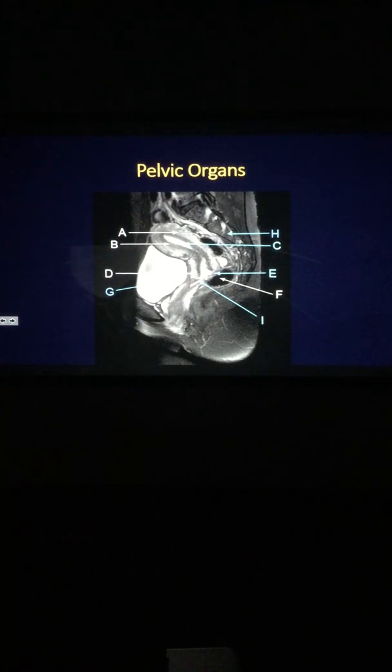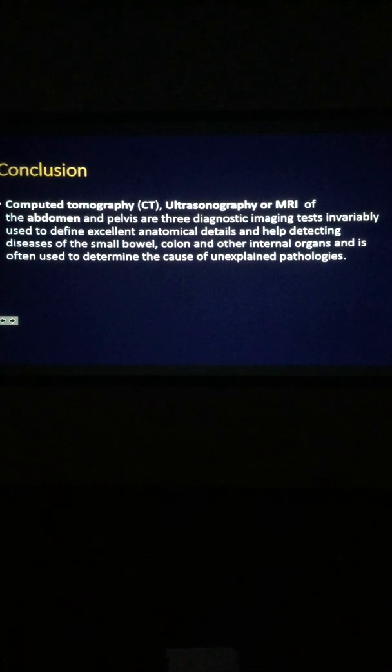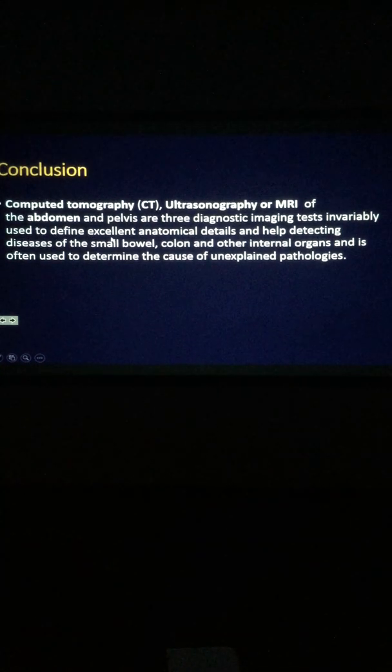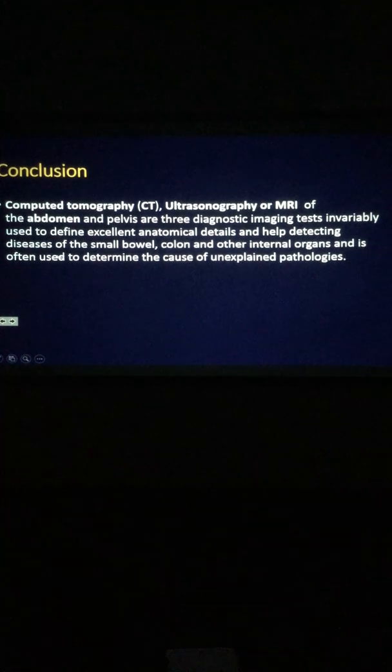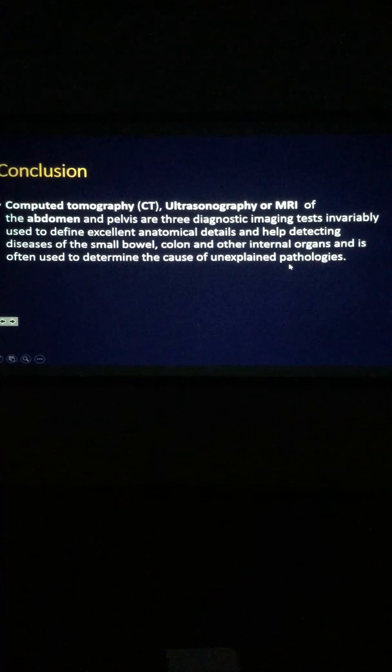And here, I'm almost at the end of the lecture. In conclusion, computed tomography, ultrasonography, and MRI of the abdomen and pelvis are three diagnostic imaging tests invariably used to define excellent anatomical details and help detect diseases of the small bowel, colon, and other internal organs, and are often used to determine the cause of unexplained pathologies in the abdomen. Thank you very much.